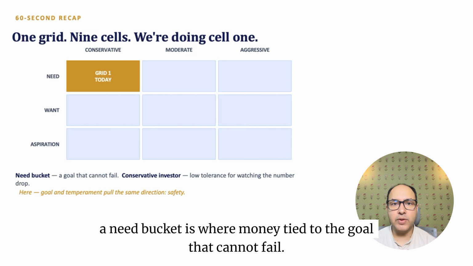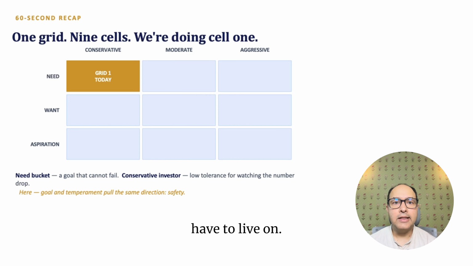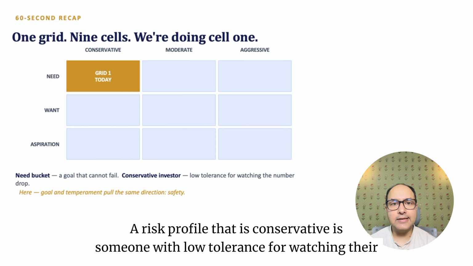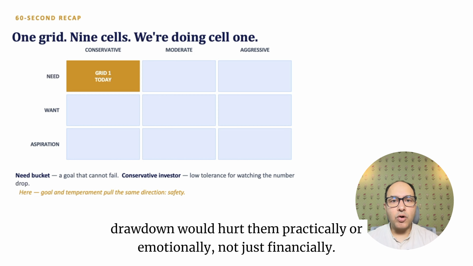A need bucket is where money is tied to a goal that cannot fail. It could be school fees, a down payment, a medical fund, retirement income you actually have to live on. The goal doesn't care about your personality. It just has to be there on time and in full. A risk profile that is conservative is someone with low tolerance for watching their number go down, usually because they are close to needing the money or because a drawdown would hurt them practically or emotionally, not just financially.